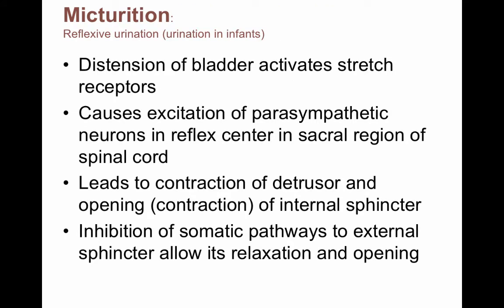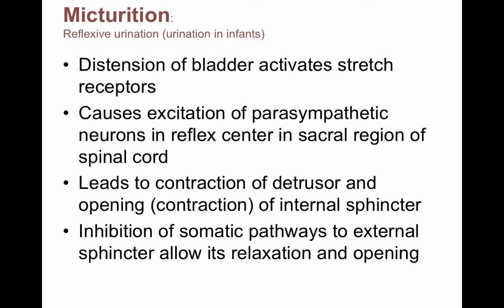Reflexive urination is the urination that happens in infants. Basically the stretching of the bladder activates stretch receptors, and that causes the activation of the parasympathetic nervous system in the reflex center of the sacral region of the spinal cord. That leads to the contraction of the detrusor and the opening of the internal sphincter. Inhibition of the somatic pathway to the external sphincter allows it to relax and open.